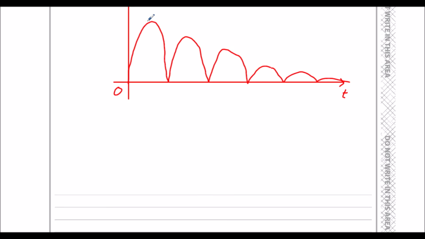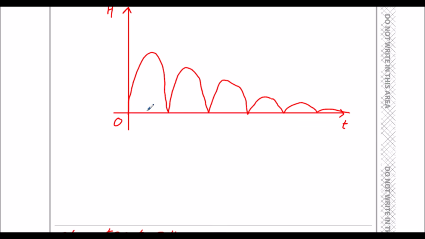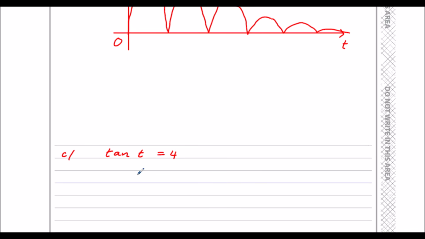So the turning points were where tan x equals 4. So we've got tan t equals 4. This will tell us the t values of the turning points, and then we'll have to substitute them in to find the h values. So tan t equals 4, so t is shift tan 4.